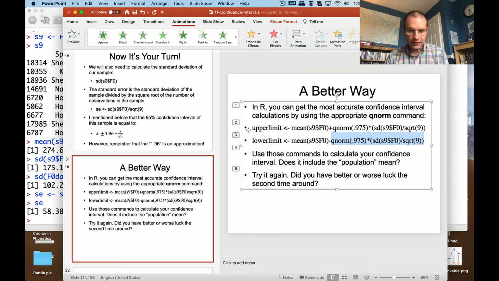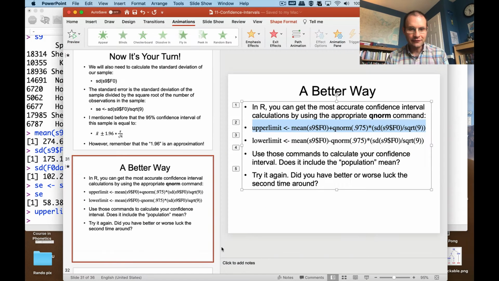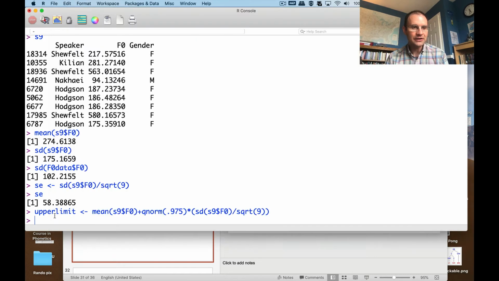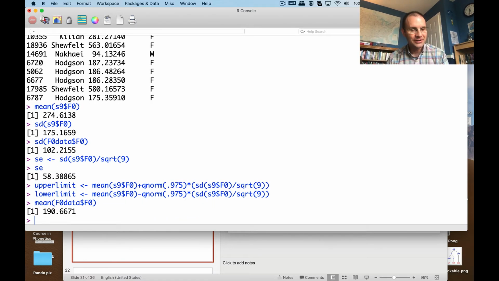So I'm actually going to do this. And if you have been following along on the internet, you should do it too. If you've been following along in class, you should do it as well. And we'll find out if we get the population mean within our confidence interval. What do you think? Let's remind ourselves of what that population mean is, that so-called population mean of the entire F0 sample. That's all the F0s that are collected, at least, from this class.